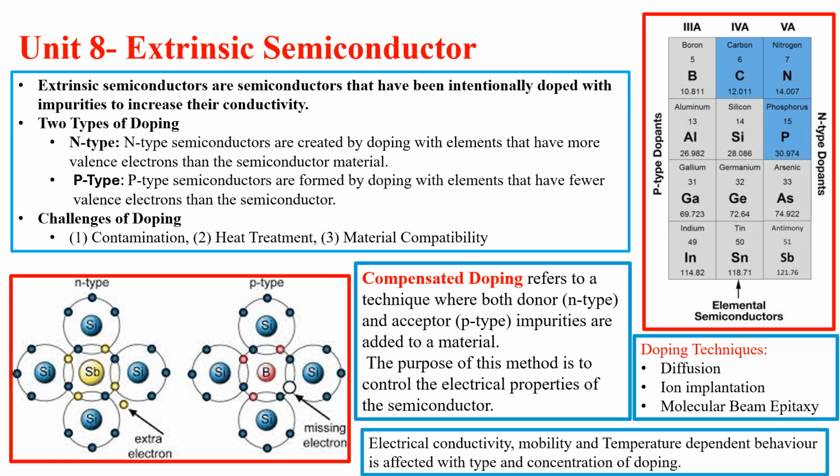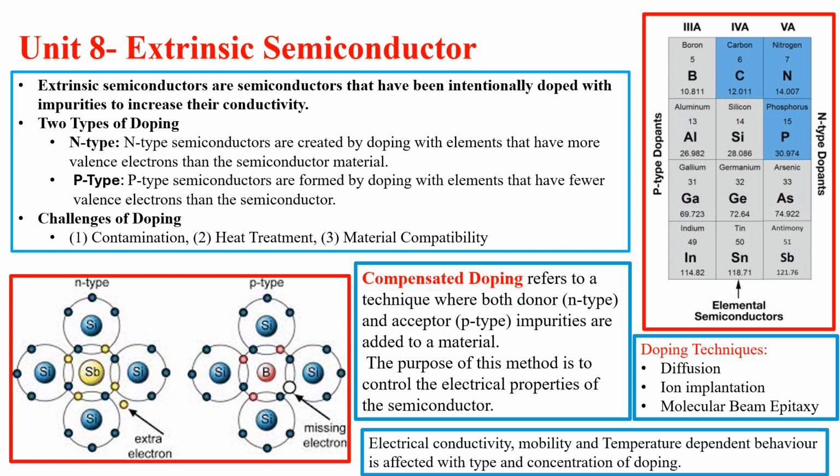There are some challenges for the doping process for semiconductors, and one of the most important challenges is contamination. Uncontrolled doping can lead to contamination, affecting the performance and reliability of semiconductor devices. Another important challenge is heat treatment. Post-doping annealing processes are often necessary to activate dopants and repair damage to the crystal structure generally induced by the dopant in the semiconductor thin film or substrate. Another important challenge is material compatibility. The choice of dopant must consider the compatibility with the semiconductor material and the desired electrical characteristics.